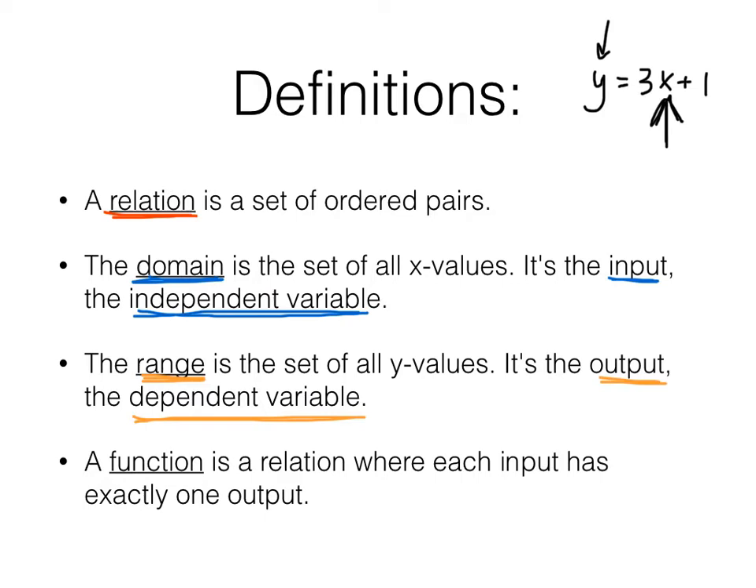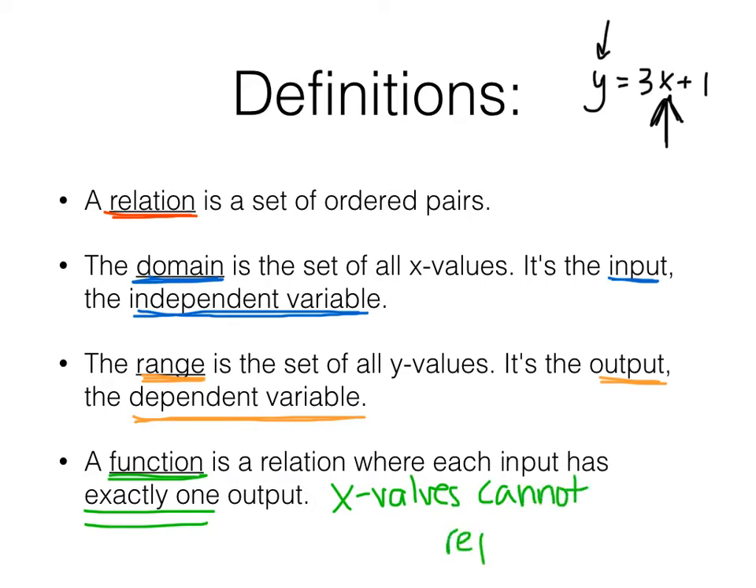A function is a relation where each input has exactly one output. So in other words, x values cannot, values with an S, cannot repeat. X values cannot repeat. Okay?